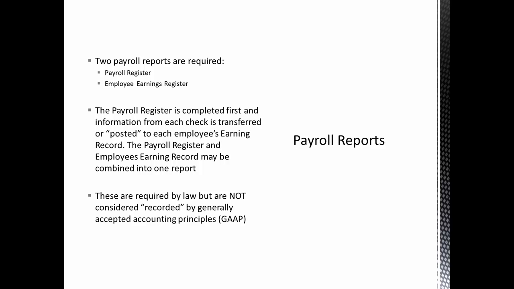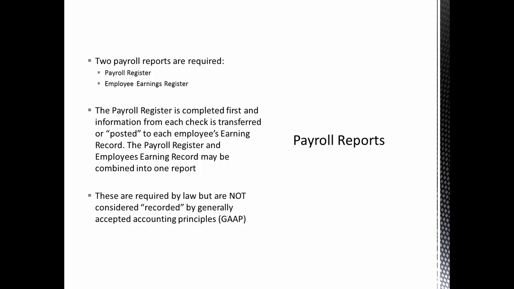Each check, you've calculated out each check, and that information from that employee's check is put onto the payroll register, and then it's transferred, posted, copied, if you will, from the payroll register onto that particular employee's earnings record. The payroll register and the employee's earnings record may be combined into one report.